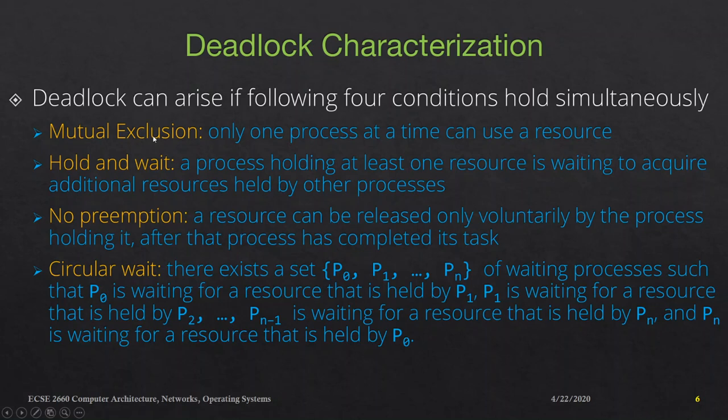Mutual exclusion. Mutual exclusion means only one process at a time can use a resource. So one resource instance per process. So you will have one IO device, one memory space that you can access, one CPU cycle that you can ask for. So only one process can use the resource instance for that particular resource type. So they are going to be mutually exclusive.